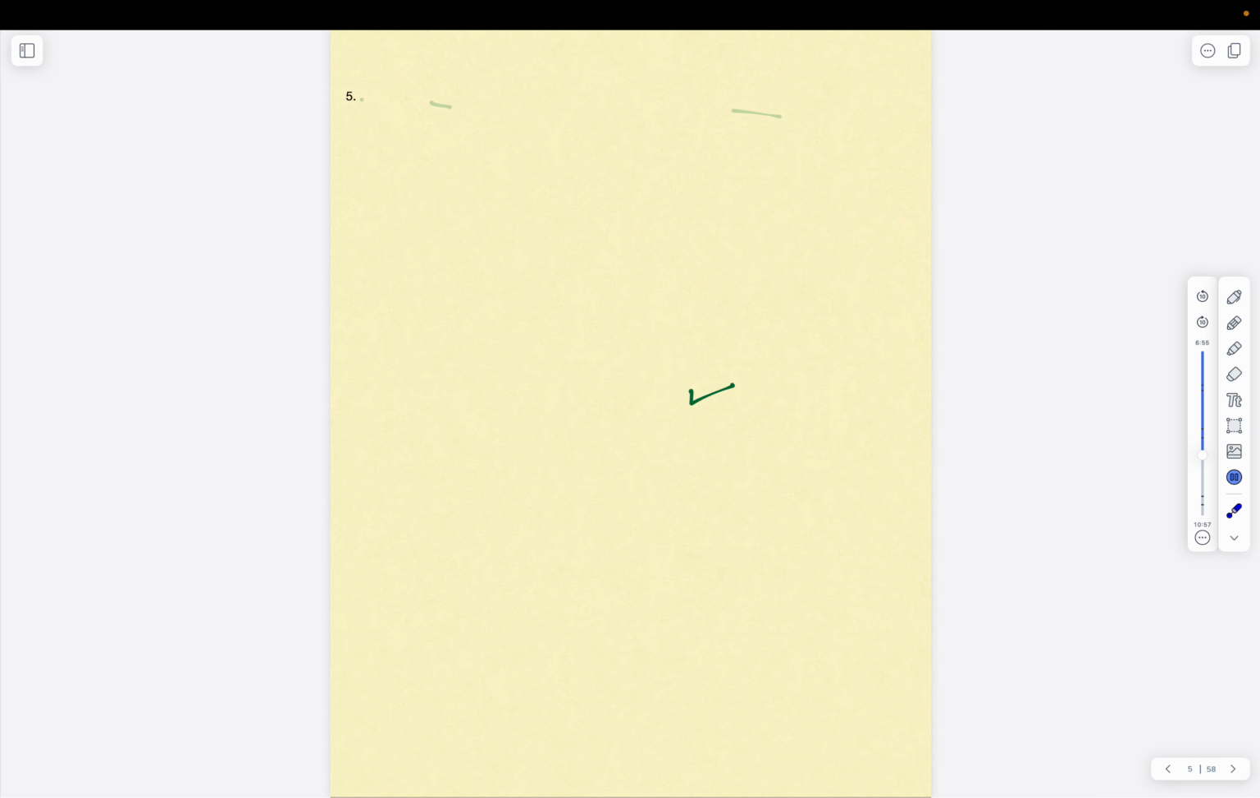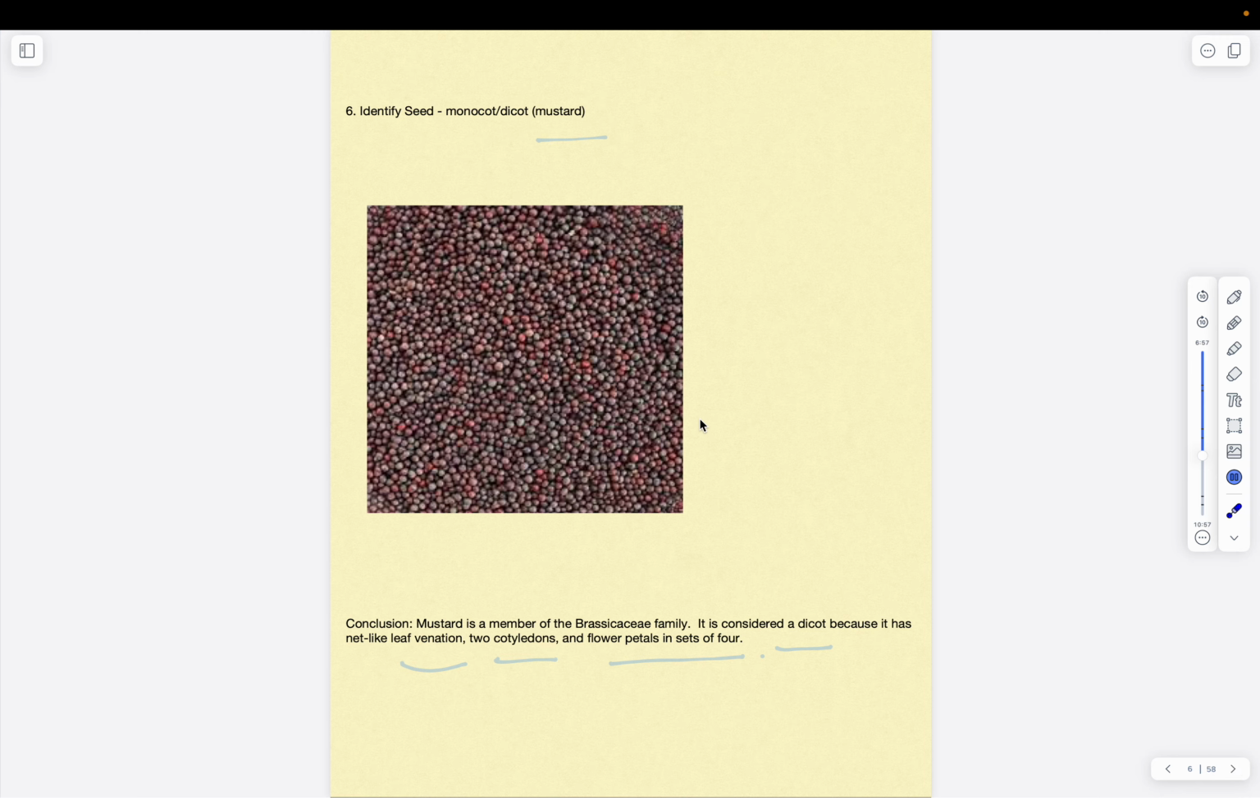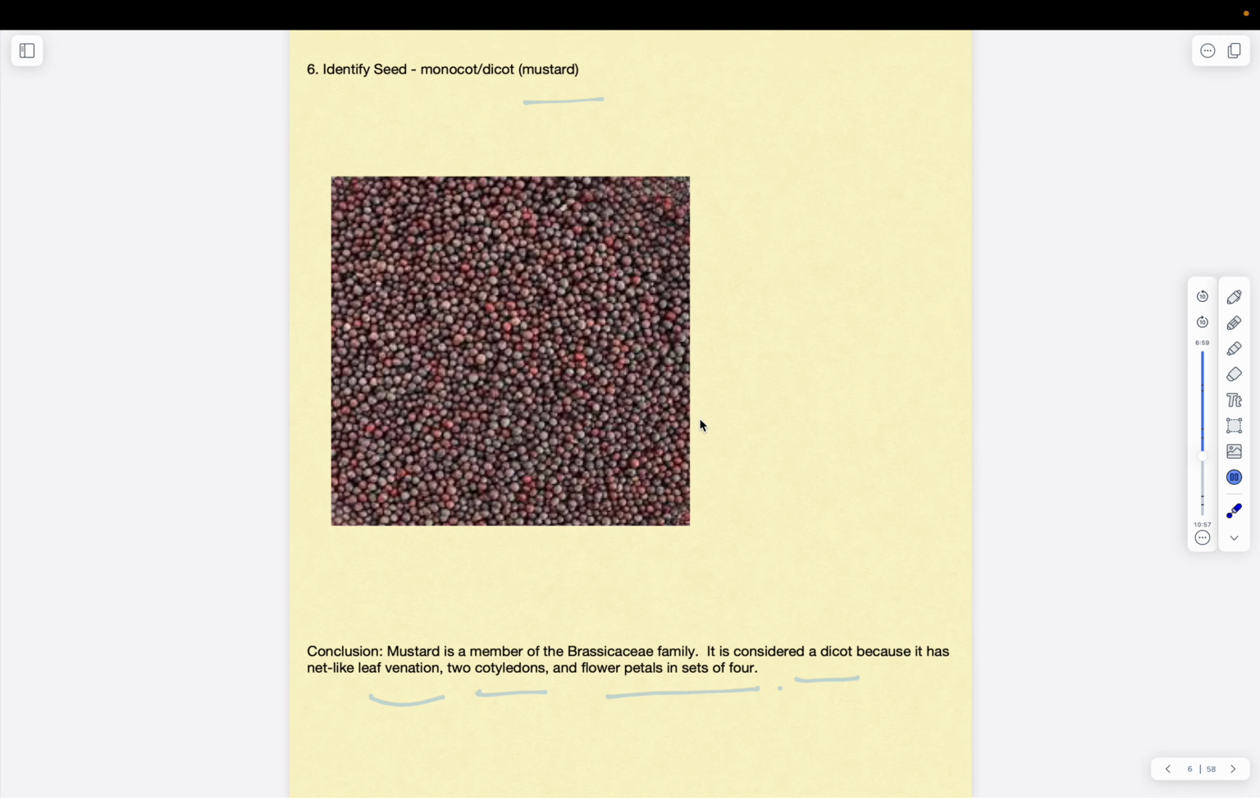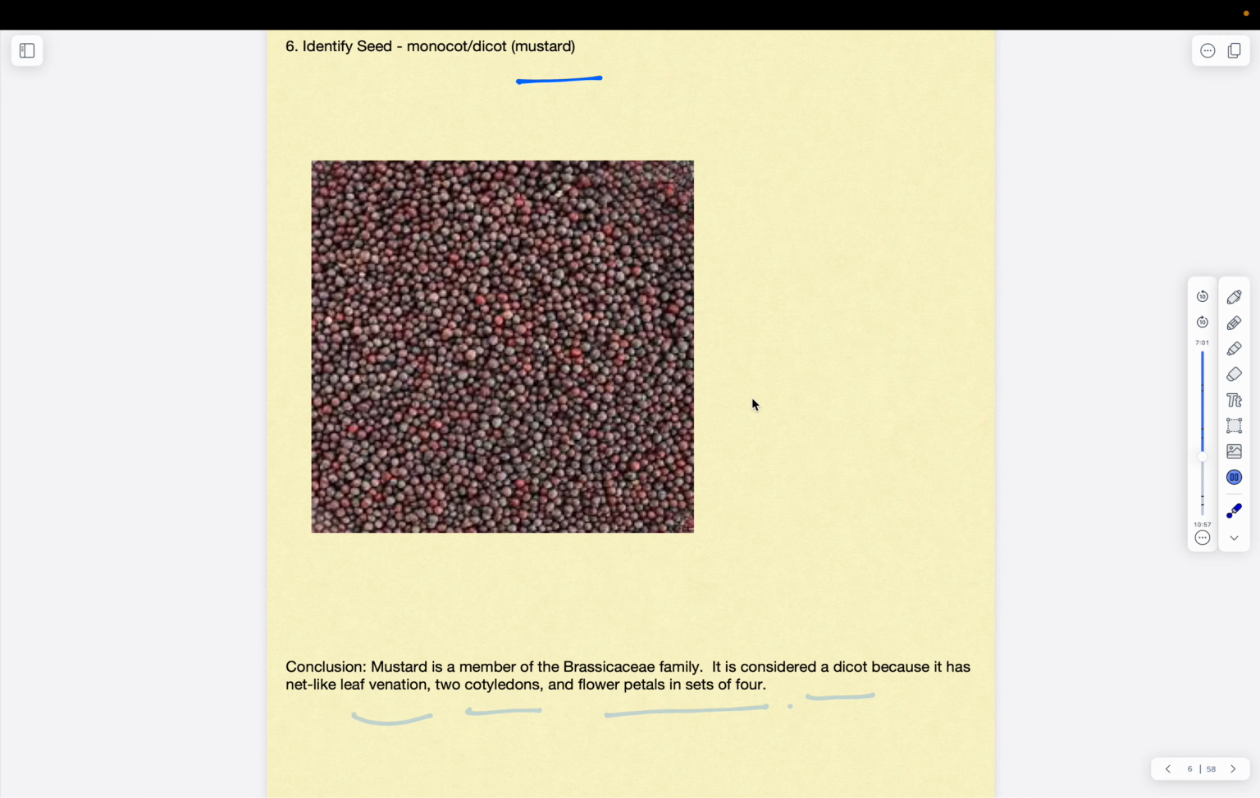The next question was related to the identification of seeds, and the given seeds were mustard seeds. Students were asked whether the mustards are monocot or dicot, right? In native language, mustards are known as sarso. So sarso is a dicot plant, right? It has net-like leaf venation. It has 2 cotyledons and it has flower petals in sets of 4.